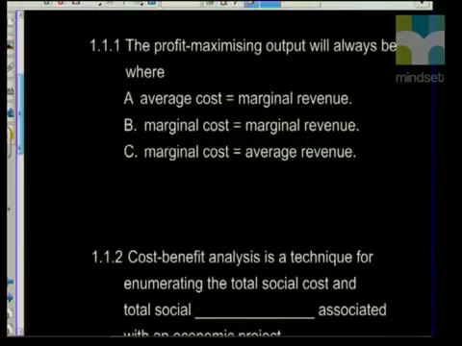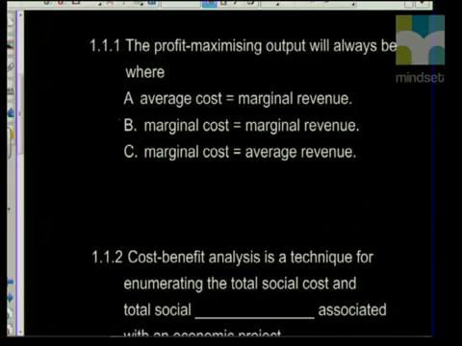Question 1.1.1. The profit maximizing output will always be where A. Average cost equals marginal revenue. B. Marginal cost equals marginal revenue. C. Marginal cost equals average revenue. Now the profit maximizing output will be where marginal cost equals marginal revenue. And this is something that you have to keep in mind for one of the questions that you will find later on in this paper. So the answer to 1.1.1 is B.